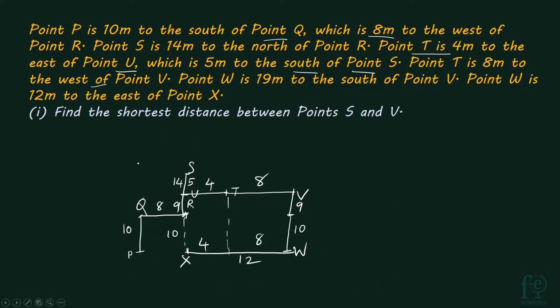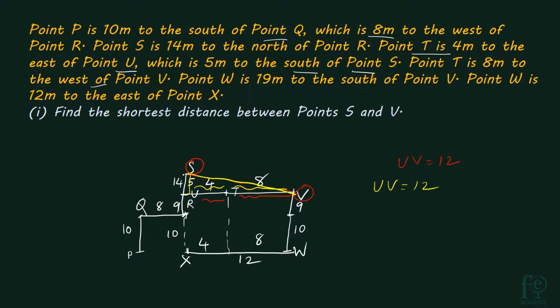Now you can go to the question. Find the shortest distance between points S and V. So S is here and V is here. So shortest distance between S and V means it is the hypotenuse of a right triangle. And what is this distance? This is 8 and this is 4. So 8 plus 4 is equal to 12. UV is equal to 12 and SU is equal to 5. This is 5 and this is 12. Okay. You have to find out the distance between S and V.